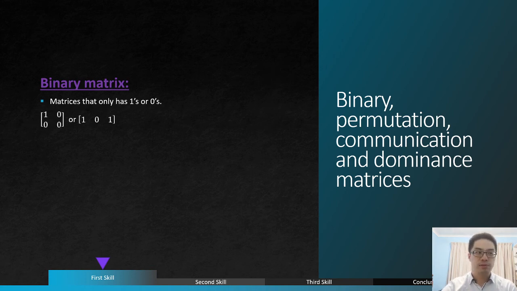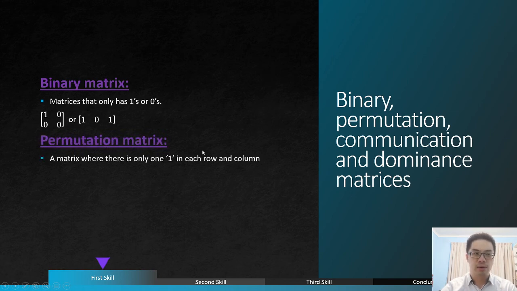For example, the first 2 by 2 matrix has only 1 1 and the rest zeros. The second one is a row matrix with 2 1s and 1 0. Then we're moving on to permutation matrix. A permutation matrix has only 1 one in each row and column, and the rest are all zeros.